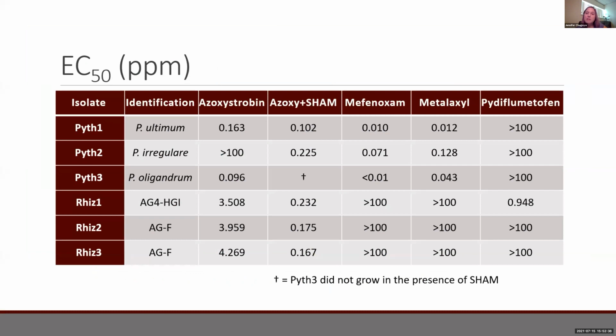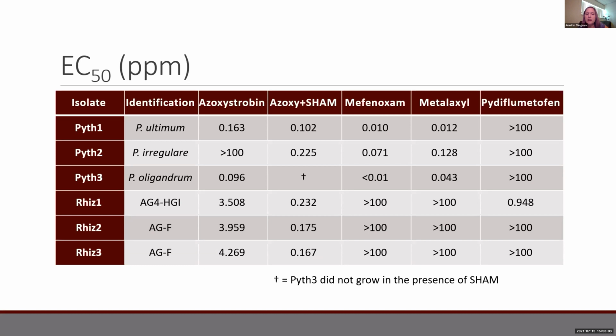So from these inhibition curves, we calculated EC50, or the effective concentration for inhibition of mycelial growth by 50%. For azoxystrobin without SHAM, Pythium irregulare approached just 50% inhibition at our highest concentration. So that EC50 is just over 100. Again, Wheeler et al. reported similar values in her paper in 2005.